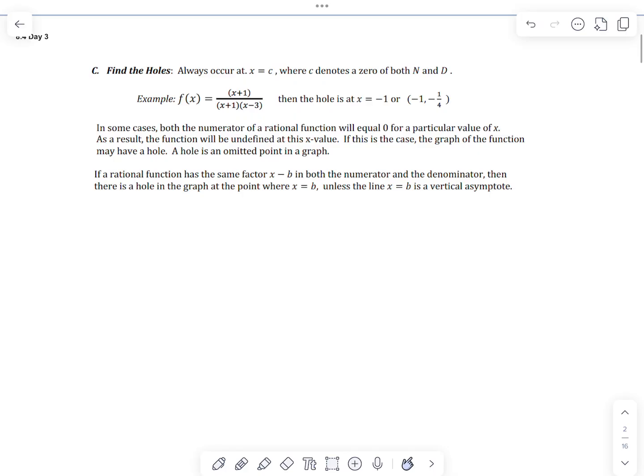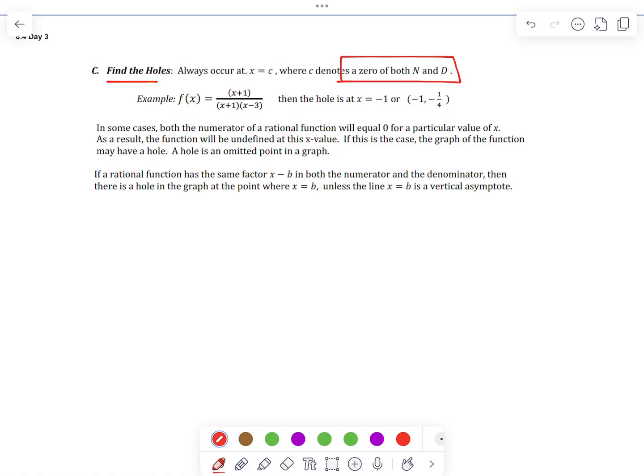What's new is now finding the holes in the graph. They occur when you have a 0 in both the numerator and the denominator. So what we have is a 0 at that common factor of x plus 1. What we do is set the common factor equal to 0 and then solve for x. So we have a 0 at x equals -1.